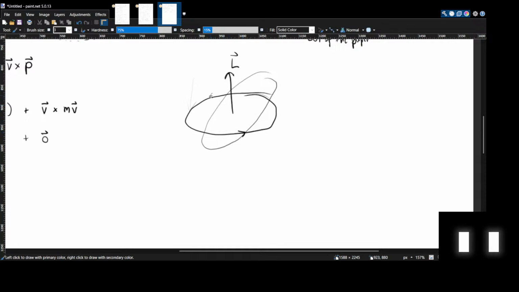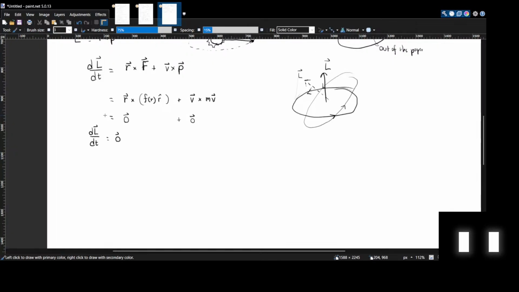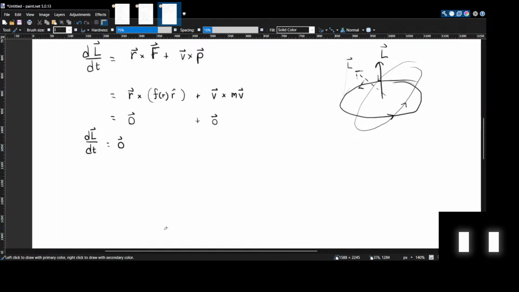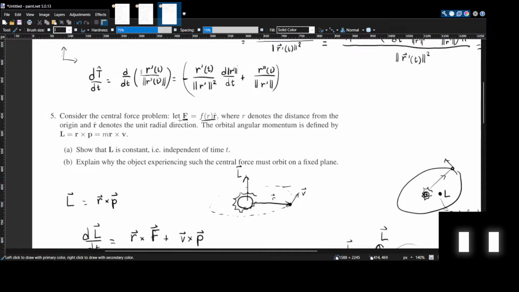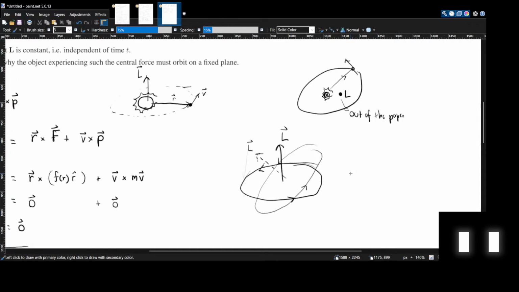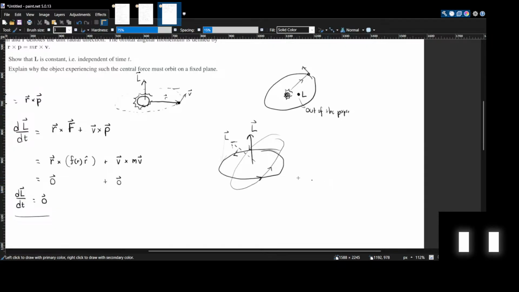Which means if it suddenly changes to a different plane of orbit, it means that the angular velocity is changing. Okay, sorry. If the angular momentum is changing, that means the angular momentum is not conserved. And if the angular momentum is not conserved, it doesn't line up with what we were given in the question. Therefore, this object that is experiencing this central force is going to orbit on a fixed plane.